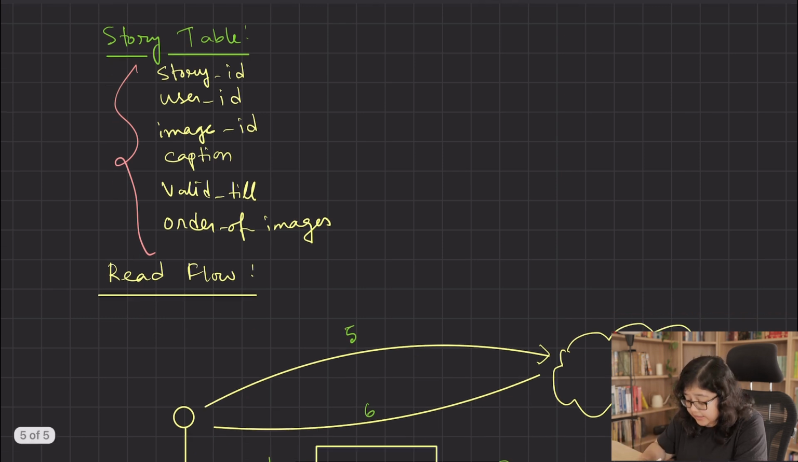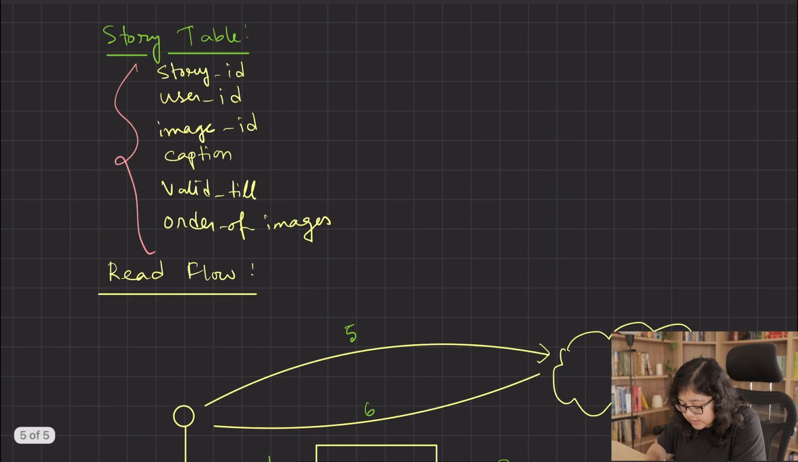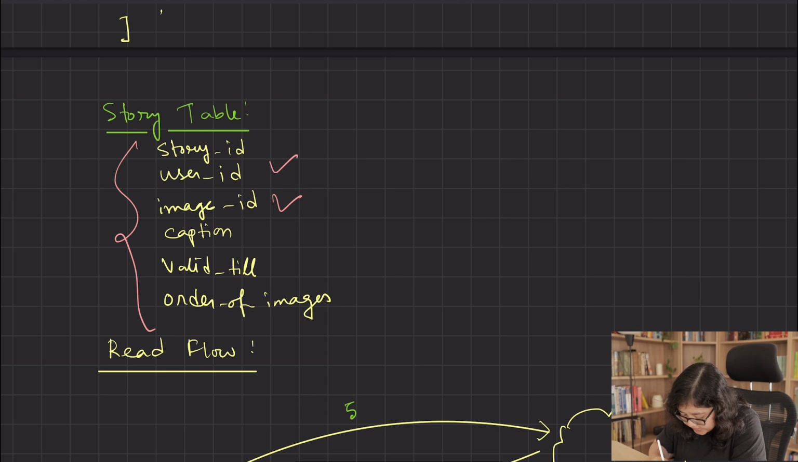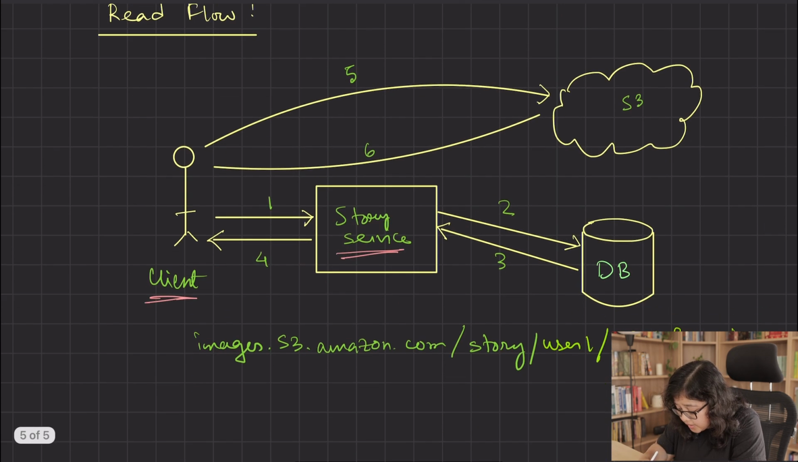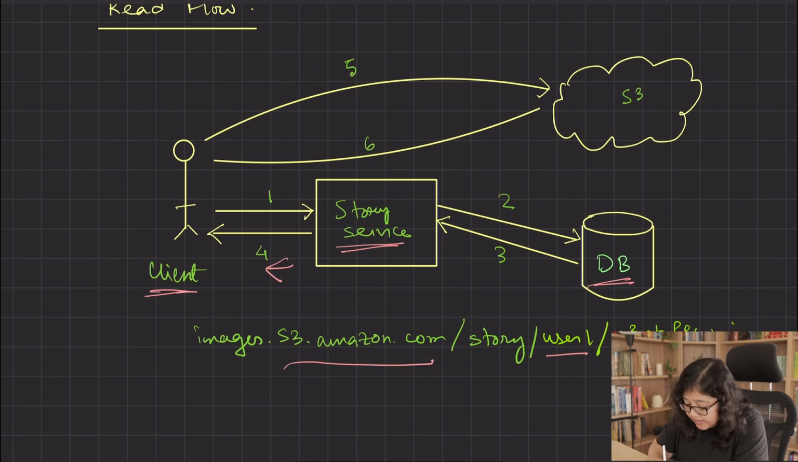Now we have understood the write flow. Let's see the read flow. In the read flow, the client will send a request to the story service to see a particular story. Then the story service will fetch information such as image ID, user ID, caption, order of images, etc. from the database. Then it will form the image URL using the user ID and the image ID, and it will send this URL along with other information to the client, and then the client will use this URL to directly download the data from S3.